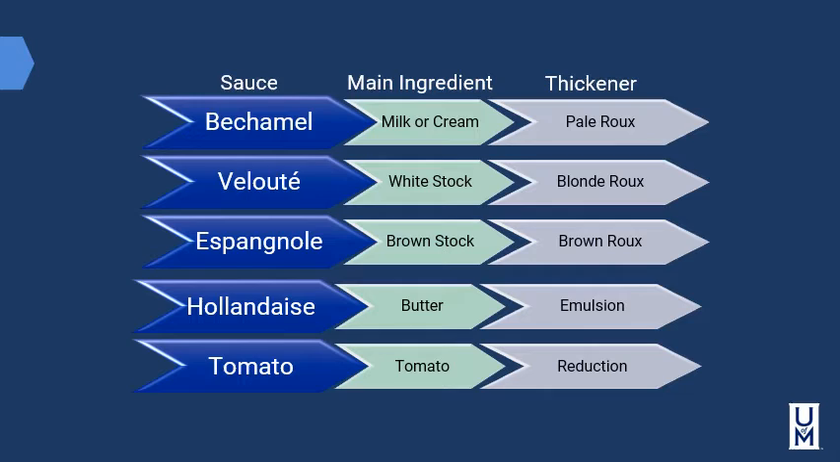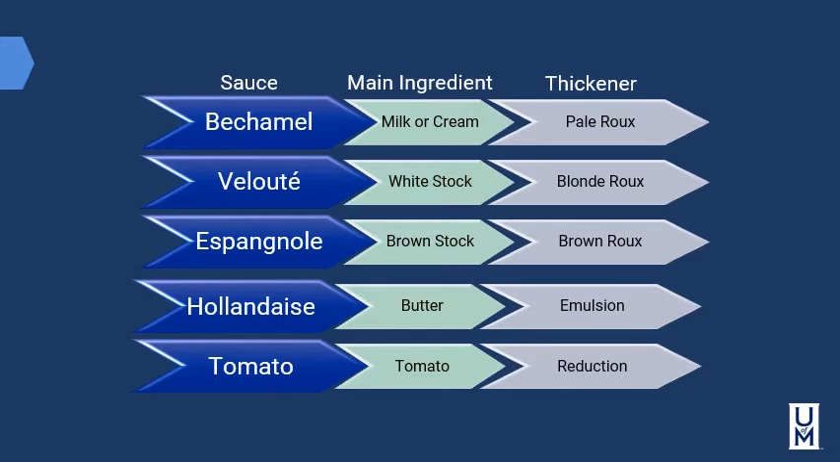So here's a simple breakdown of the sauces with their main ingredient and the thickener used in each one. Béchamel's main ingredient is milk or cream, and it uses a pale roux. Sauce Velouté is a white stock, usually chicken or white veal or fish stock, and it uses a blonde roux.